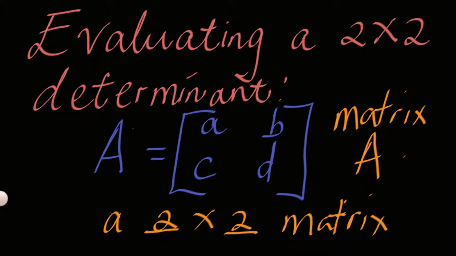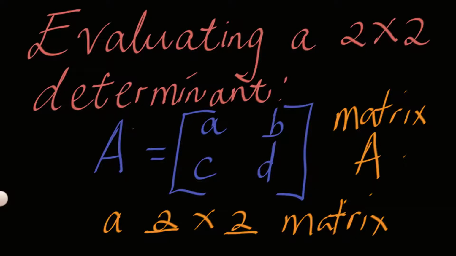We start with the matrix and we can find the determinant of that matrix. I also want you to know that you can only find the determinant of what we call a square matrix. A square matrix means it has the same number of rows and the same number of columns. So in this case, we have 2 rows and 2 columns. That's a square matrix, and therefore we can find its determinant. But it's a 2 by 2 matrix.